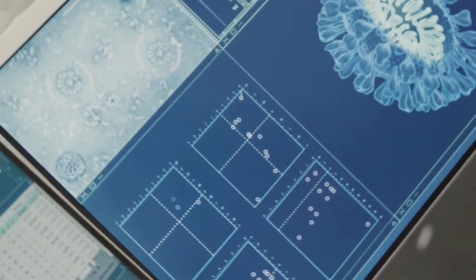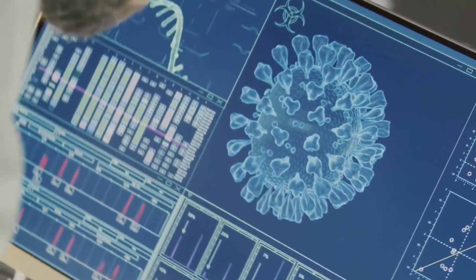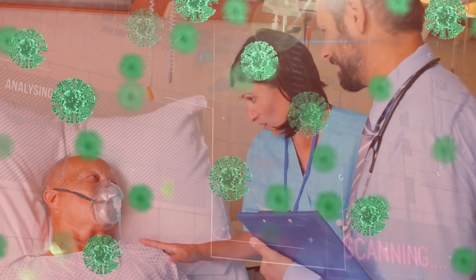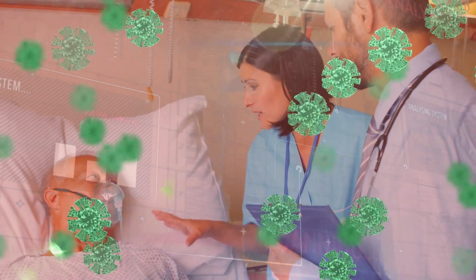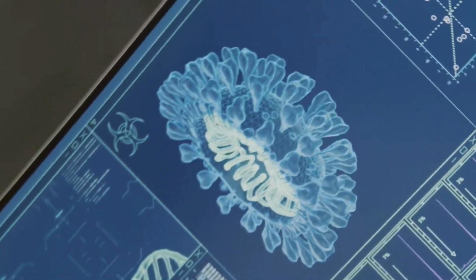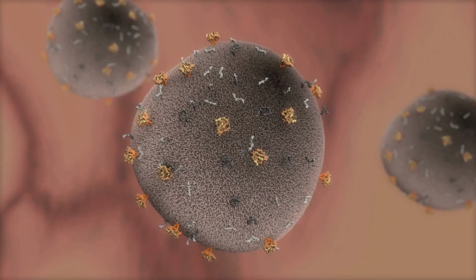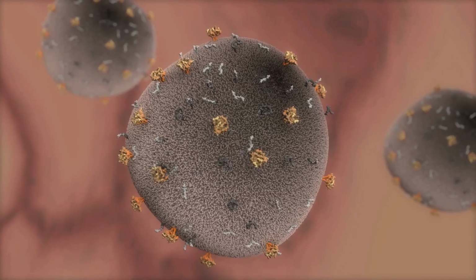Human immunodeficiency virus, or HIV, is a virus that attacks the body's immune system. It weakens the body's defenses, making it susceptible to infections and diseases. HIV is a lentivirus, a subtype of retrovirus. This means it replicates by inserting its genetic material into the DNA of the host cell.